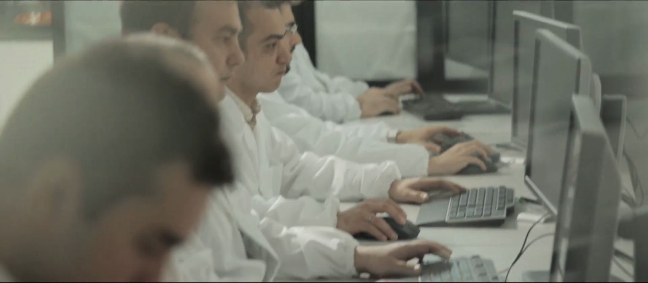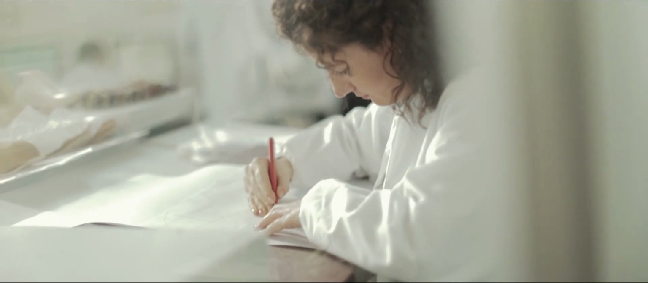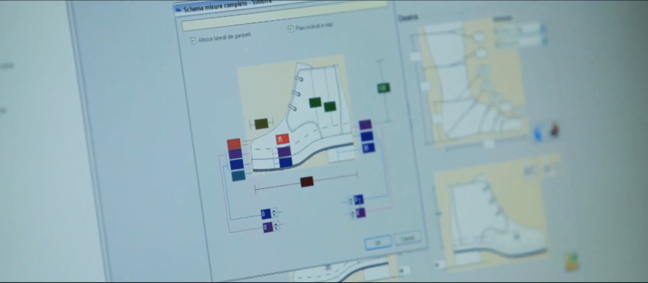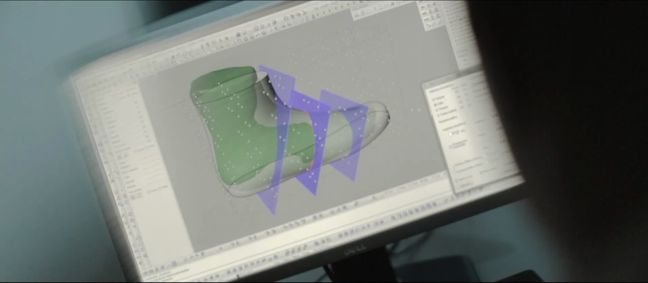The DUNA expert staff analyze all the orthopedic data and convert them into processing charts for the various production departments. Furthermore, immediate interaction between the technical office and the orthopedics department is enabled by the shared use of Foot Wizard. The company has developed dedicated CAD systems for the design of lasts, insoles, and orthoses.